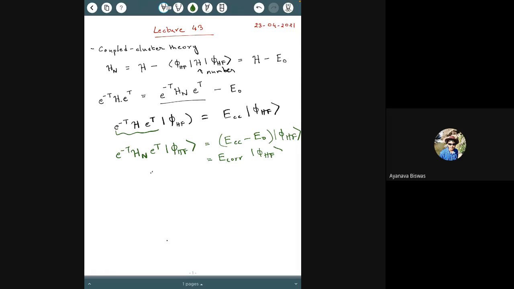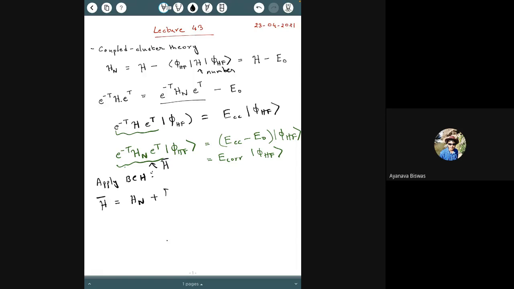So now my task is reduced to, well, you don't know if it's reduced, but what you need to evaluate now is the similarity transform of the normal ordered Hamiltonian. And of course, since the Baker-Campbell-Hausdorff expansion is an algebraic relation, it is applicable to the normal ordered Hamiltonian as well. So we now have to evaluate. Let me call this H bar instead.